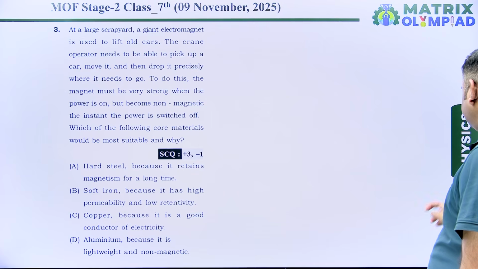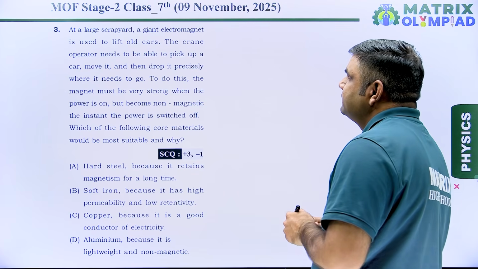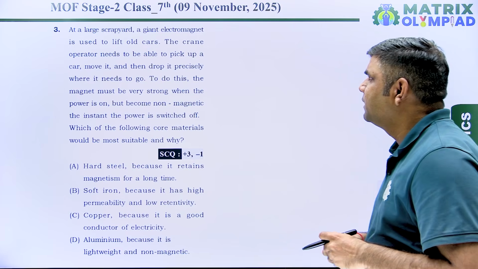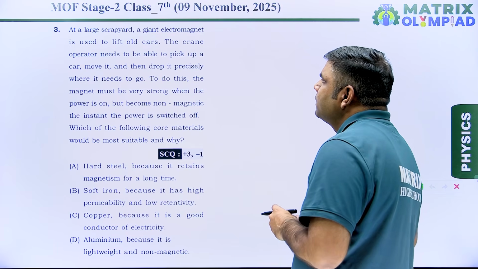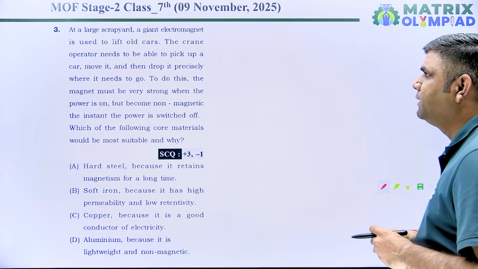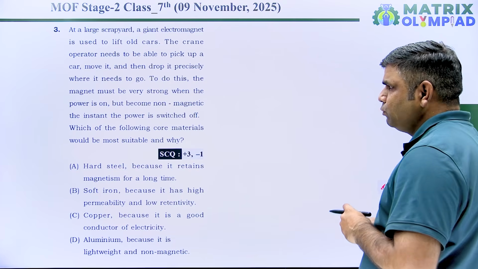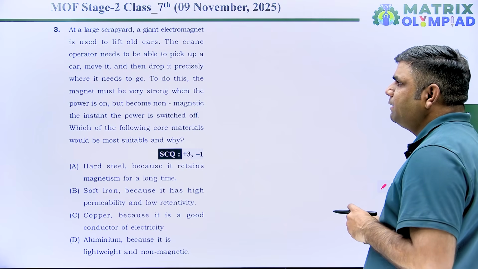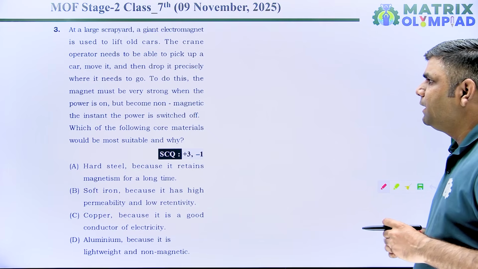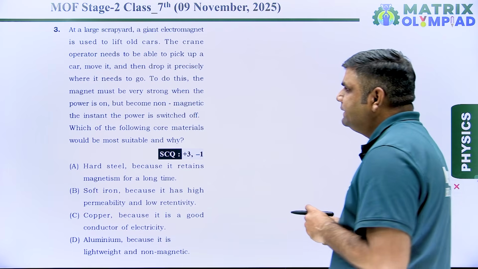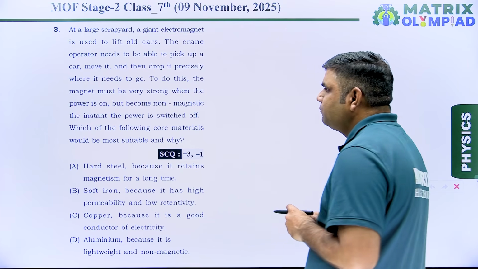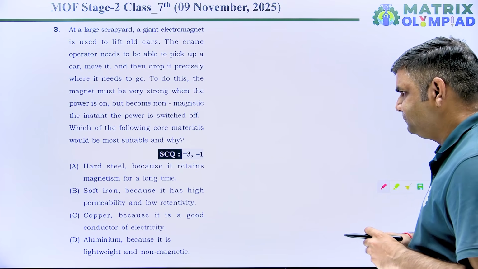In question number 3, at a large scrapyard, a giant electromagnet is used to lift old cars. The crane operator needs to be able to pick up a car, move it and then drop it precisely where it needs to go. To do this, the magnet must be very strong when the power is on, but become non-magnetic the instant the power is switched off. Which of the following core materials would be more suitable and why?